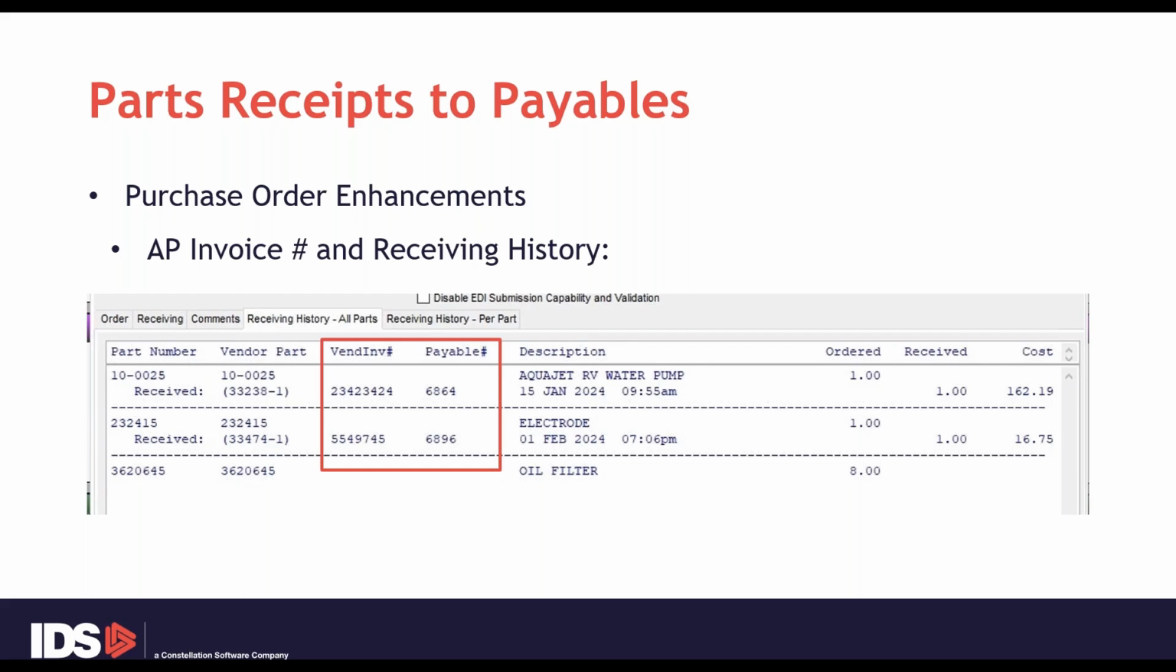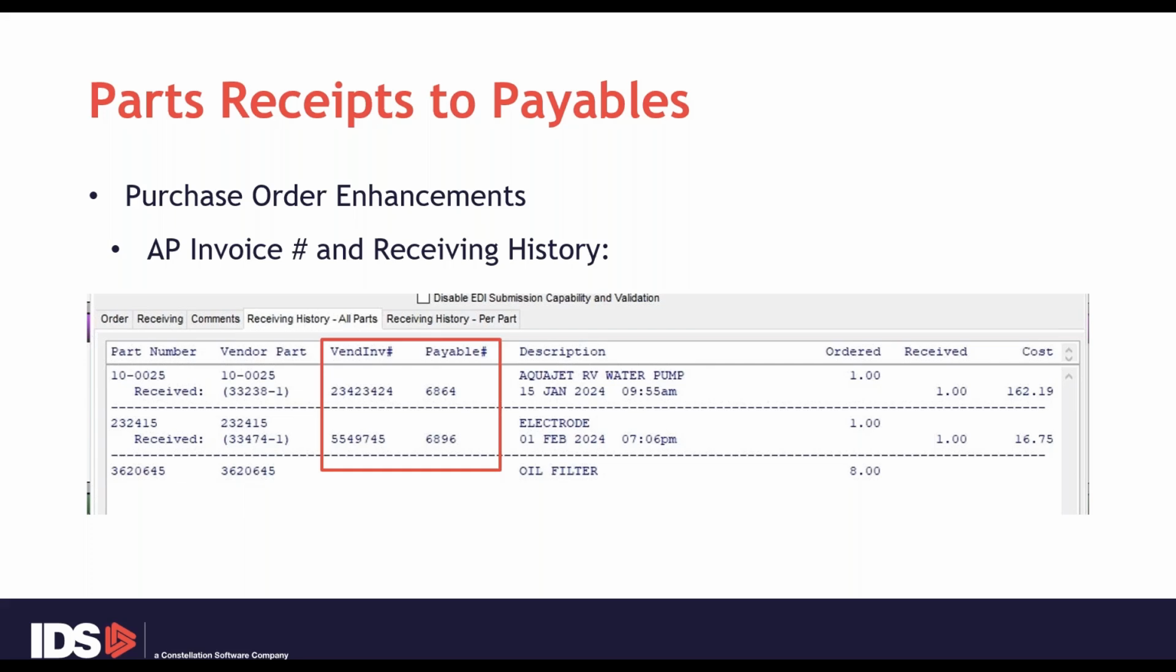We also made several enhancements to the purchase order itself in order to accommodate this new functionality. Within the existing receiving history tab, we've added additional columns of data to capture the vendor invoice number and the payable number. So now when you look at your receiving history, you can see exactly which payable. The payable is going to be the internal IDS payable number, and the vendor invoice, of course, is going to be your supplier's invoice number. So you can look at your receiving history and see exactly what payable each line item went to.